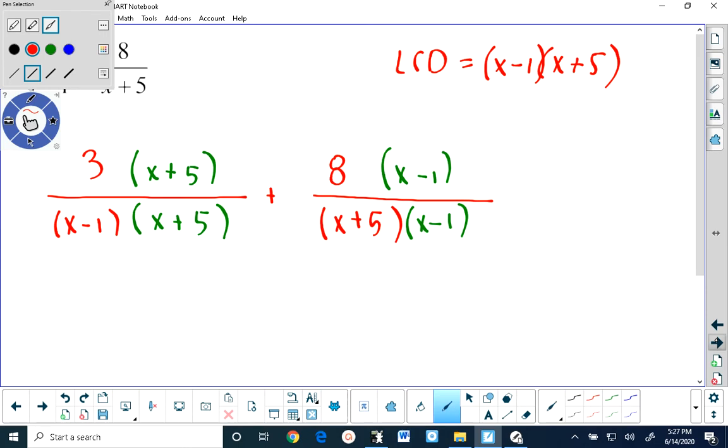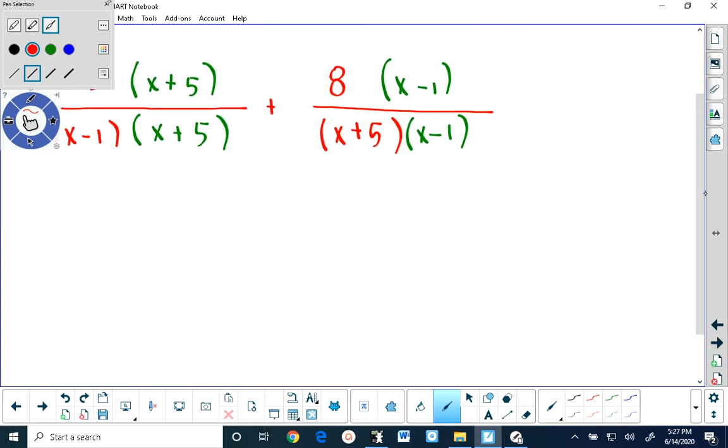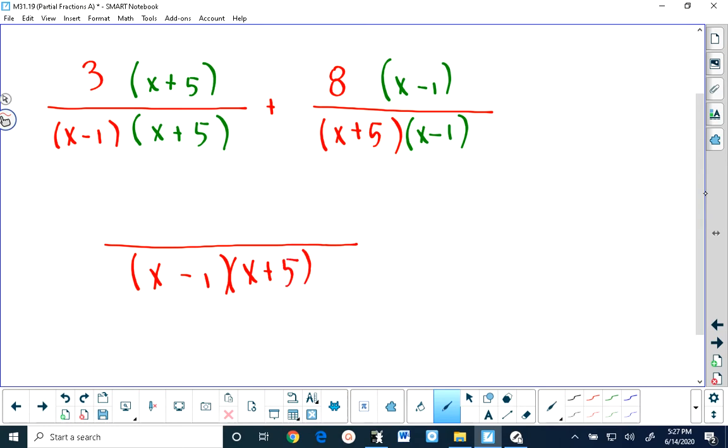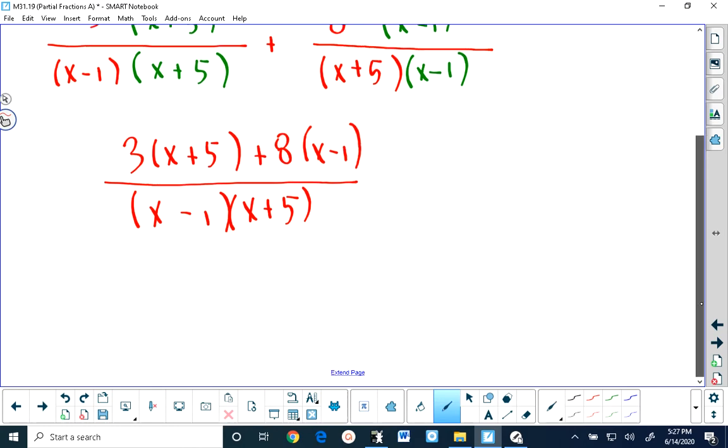That allows us to bring those two rational expressions together with a single common denominator of (x − 1) multiplied by (x + 5). On the numerator, we're going to have 3 multiplied by (x + 5) plus 8 multiplied by (x − 1). So now what I'm going to do is simplify the numerator by expanding it out.